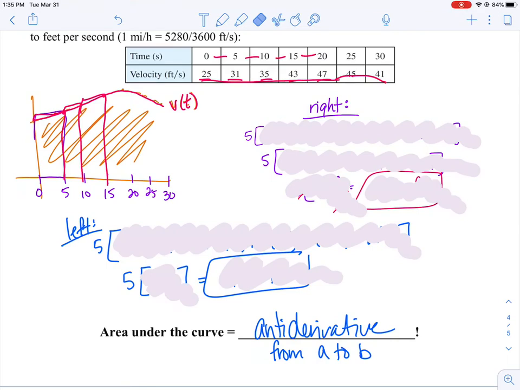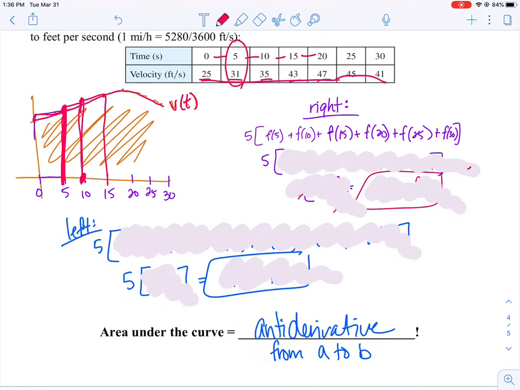Let's figure out what the heights of my rectangles are. If you look at the first rectangle, the height, the y value, corresponds to when x is 5. The next ones correspond to when x is 10, 15, 20, 25, and 30. So I'm going to plug those values into my function so that I can find the height of each of my rectangles.